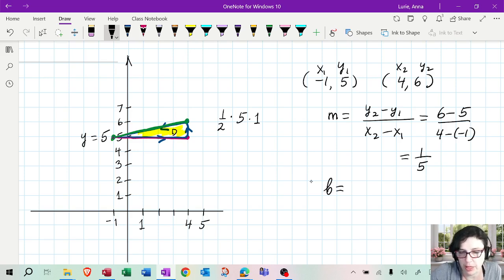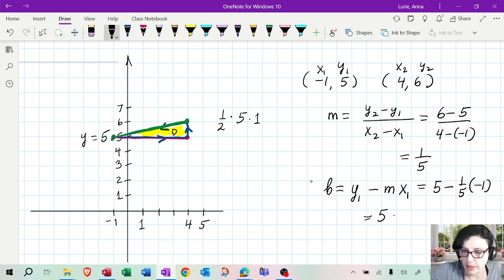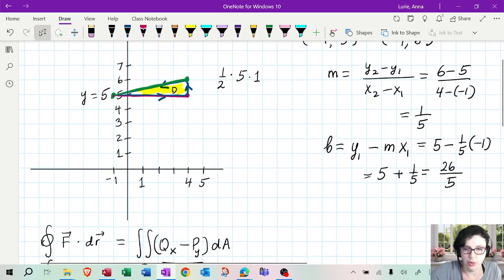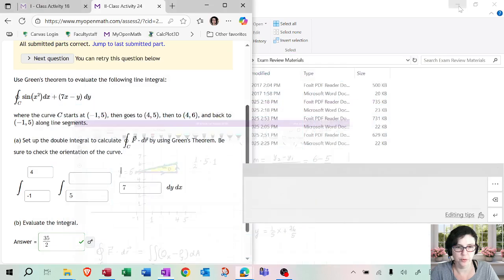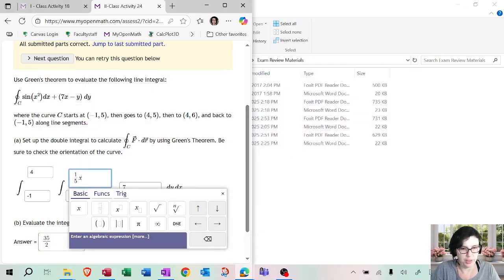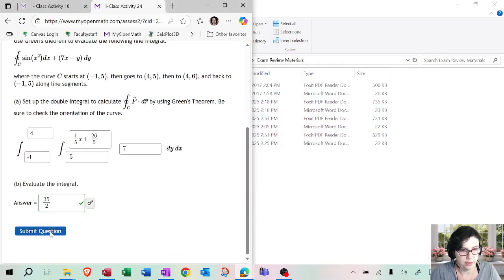Now, the y-intercept is y1 minus slope times x1. So y1 is 5, subtract 1/5, multiplied by x1, which is -1. So here you got 5, and then plus 1 over 5. Now we can simplify that by bringing it to the same denominator. This will be like 25 over 5, so 26 over 5. So the final answer for the line would be y equals 1/5 x plus 26 over 5. So let's see if we can put that here. 1/5 x plus 26 over 5, and check that out.